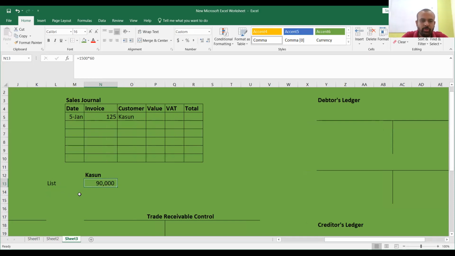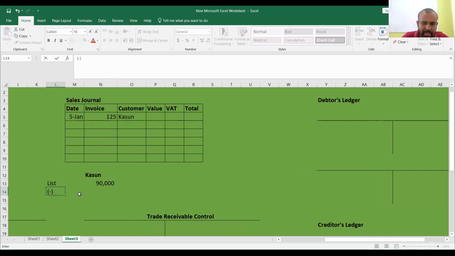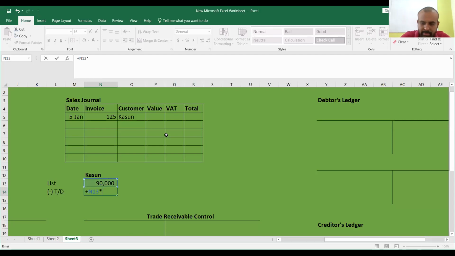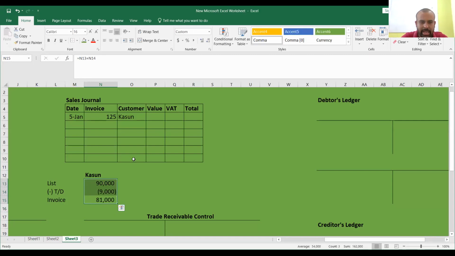Therefore, what shall we do? From the list price, you are subtracting what? Trade discount. Trade discount is 10%. Am I right? Trade discount percentage is 10%. Then you subtract the trade discount 10%, which is 9,000. So trade discount is rupees 9,000. Right? And invoice price is how much? Invoice price is 90,000 minus this, it's 81,000. 90,000 minus 9,000, it will be 81,000.